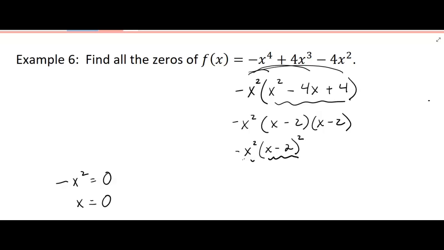What about this factor? Granted, it appears twice, but it's only the one factor, and so you're going to get x equals 2. So there are only two zeros here, 0 and 2. Those are the zeros. I didn't write zeros, but those are the zeros, okay? Now, the fact that they have exponents on them means something, and we're going to talk about that in the next video.